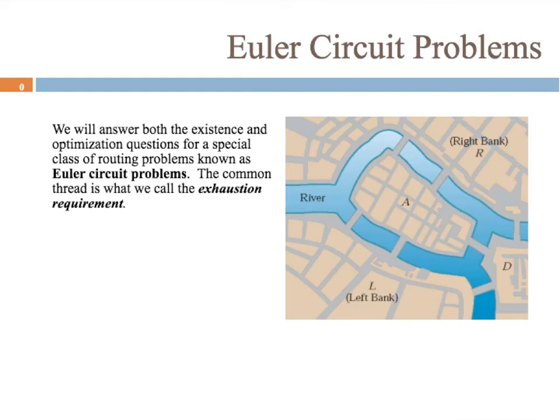So back to the bridge problem here. When you draw a diagram over this, which we'll do later, it becomes an Euler circuit problem. And again, when we have Euler circuit problems, first we want to know, does there exist a path? And then second, what's the best path that we could finish the entire course without repeating a step? So this is what we call the exhaustion requirement. And again, if you want to pause this and give it another try, you can do that.